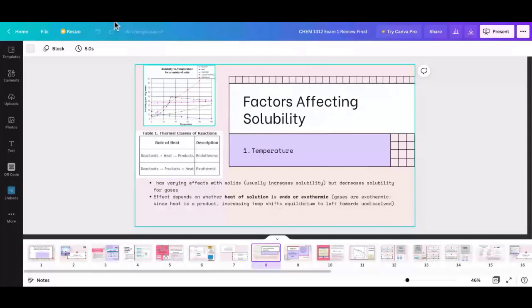And you can take a look at this table on the top left. So you can see that the solubility versus temperature of a variety of salts, they have different patterns. It's a bit unpredictable. For gases, however, this depends on whether or not the heat of solution is endothermic or exothermic. So gases are exothermic, and we'll talk more about this later. But since heat is a product, increasing temperature will shift equilibrium to the left towards the undissolved. So therefore, this will affect the rate temperature with gases.